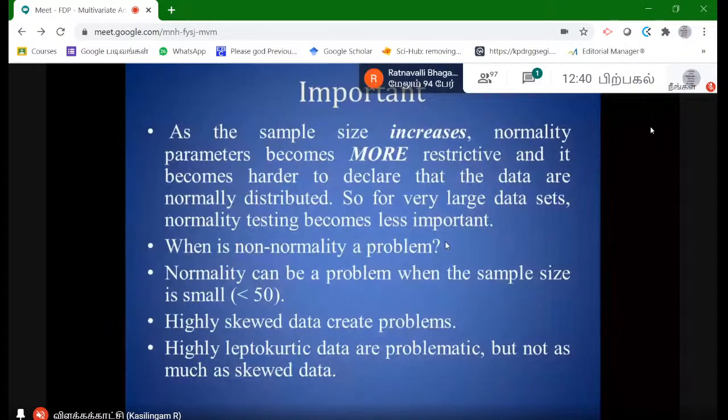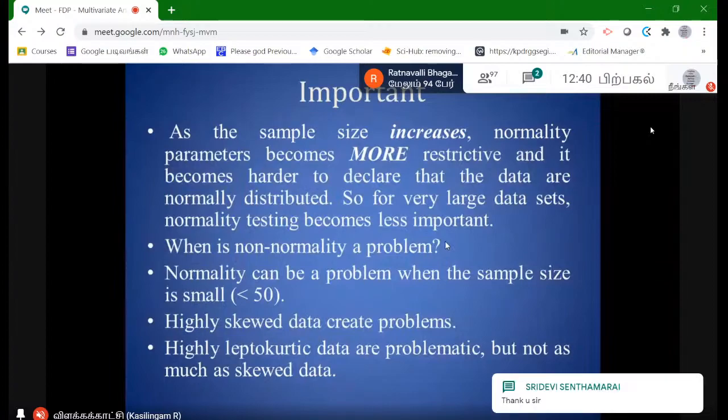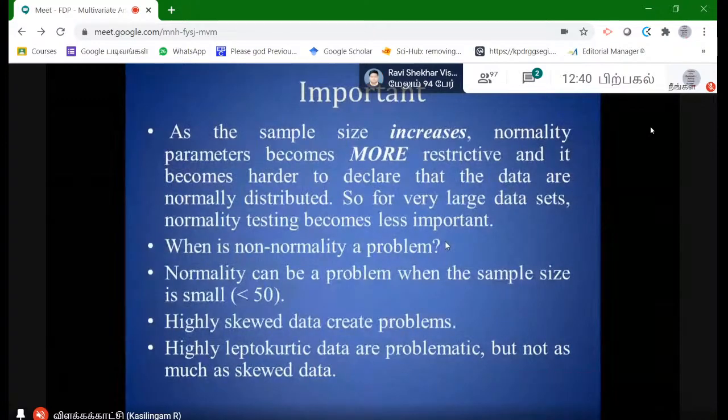Right. So skewness and kurtosis are both problems. Highly skewed data creates problems. Highly leptokurtic data is also problematic. But leptokurtic data is not that problematic when compared to skewed data.